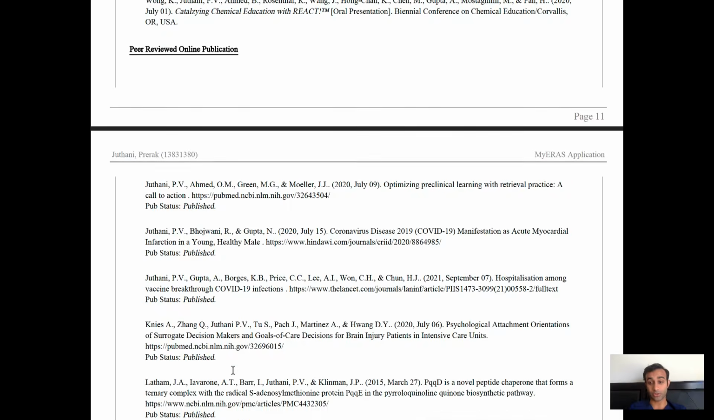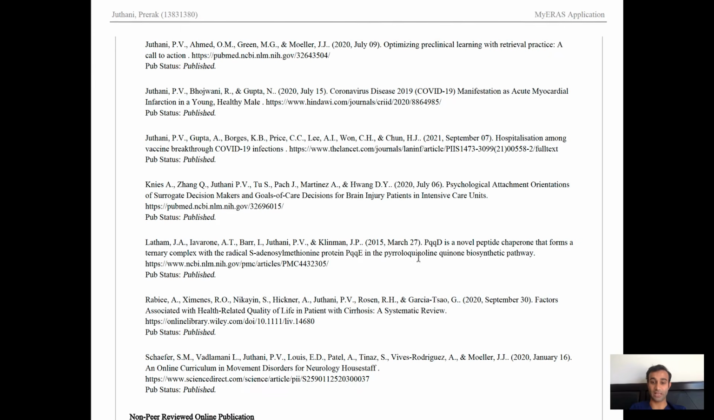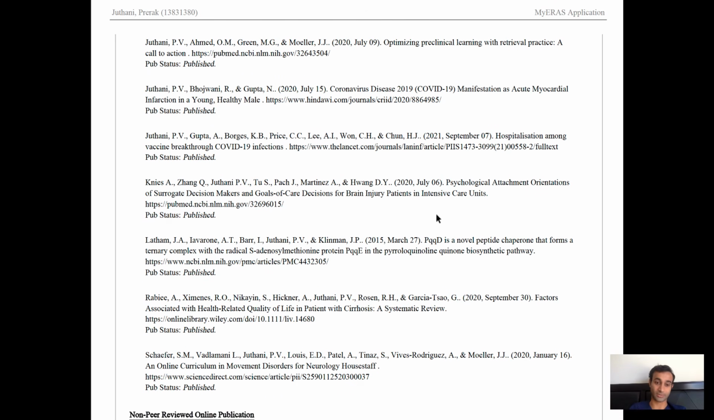Speaking of peer-reviewed publications, notice that that's the last section here. These are actual things that are published in the literature in different journals. So you can see here, I've written about Anki, as I told you all about. I've written a case study about COVID-19. This is another Lancet Infectious Diseases paper about breakthrough infections. And then we did a little bit about psychological attachment styles. So these are all the peer-reviewed publications.